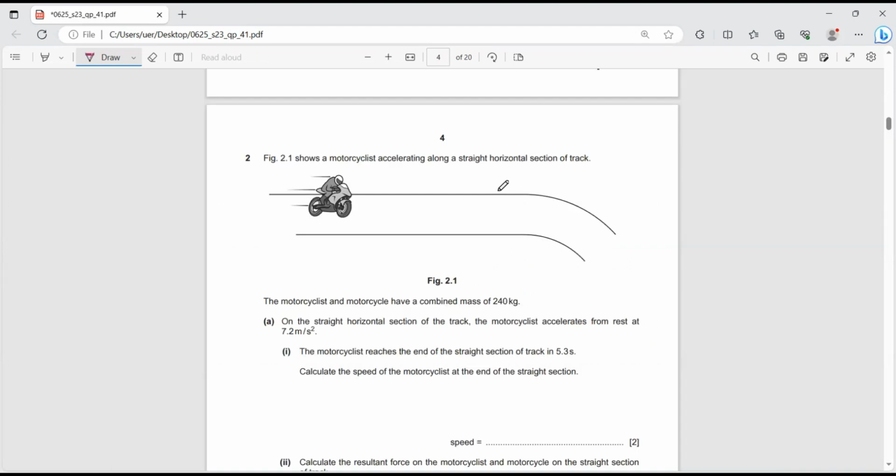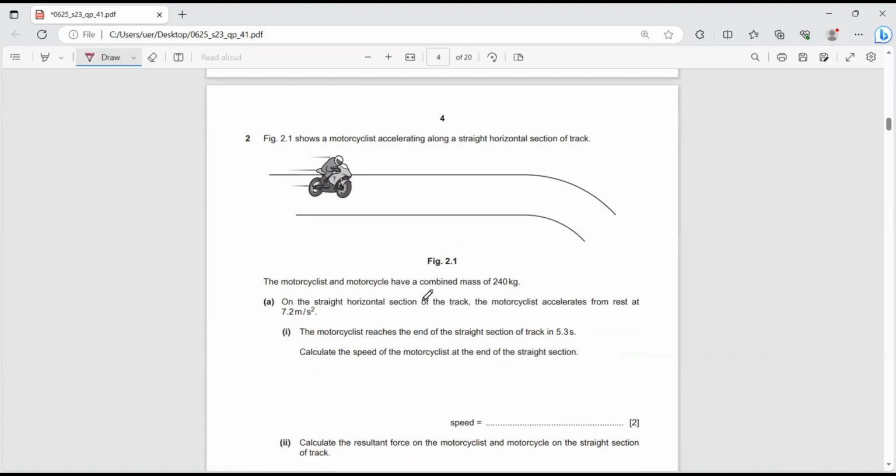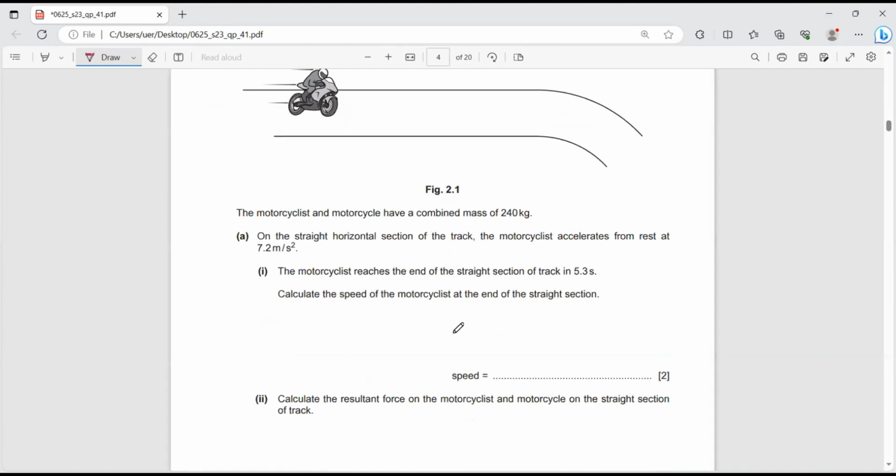Okay, number two, we discuss now, everyone. My friend Dana, so blah blah blah, accelerates for 5.3 seconds. What's the speed? So a equals v minus u over t. Remember this? Because we have the time. So a is 7.2, v we don't know, initial is at rest, so 0, time 5.3. You solve this, the v is 38 meters per second.